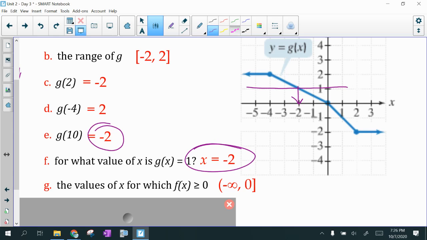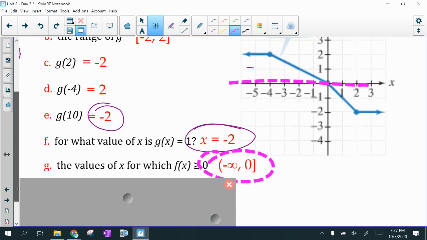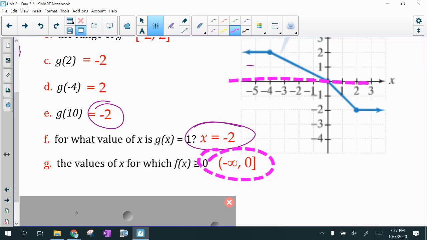And then finally, values for which x for f of x is greater than or equal to 0. This time, it's not less than, it's greater than. So how do I describe that? Well, once again, I'm looking for my little line that I'm going to draw and saying, this line is where it's going to be equal to 0. So where is it above that line? And I'm just going to say, oh, that's in between -infinity and 0. Again, it's a closed bracket because it also includes that 0 value.